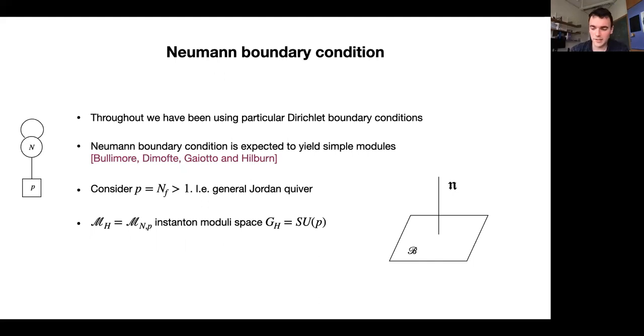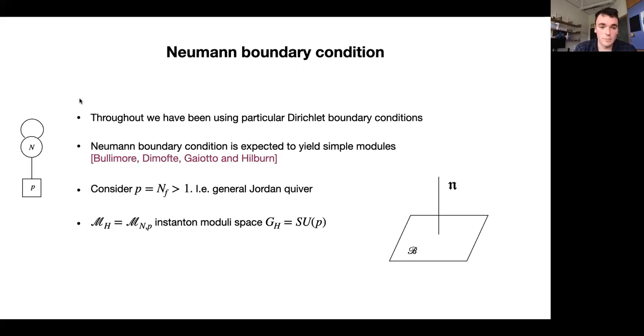Okay, so I think this is the last thing I wanted to talk about, which is that we can also consider other boundary conditions. So I've been talking all the time about exceptional Dirichlet boundary conditions, but you can also consider a Neumann boundary condition for the vector multiplet. And the general principle is that these should yield simple modules of the Higgs branch chiral ring.